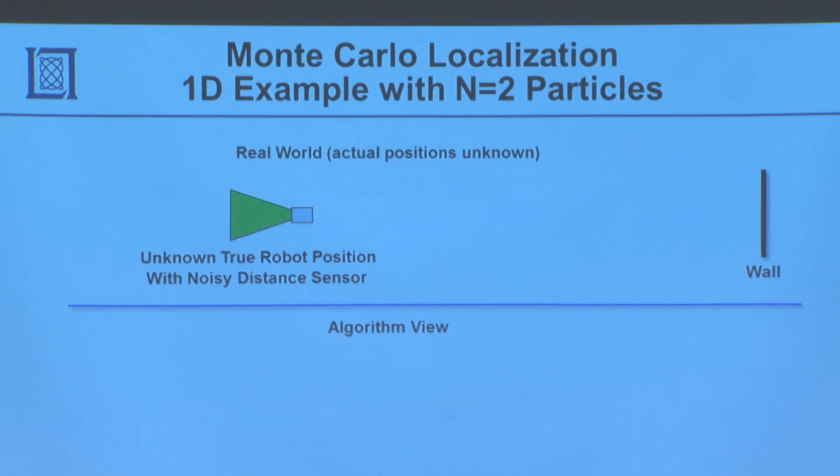And then on the bottom part of the slide, I'm going to show you the algorithm view of what's going on. We're going to do a simple example where we only have 2 particles. In reality, you typically will have many hundreds to thousands or tens of thousands of particles that you track.